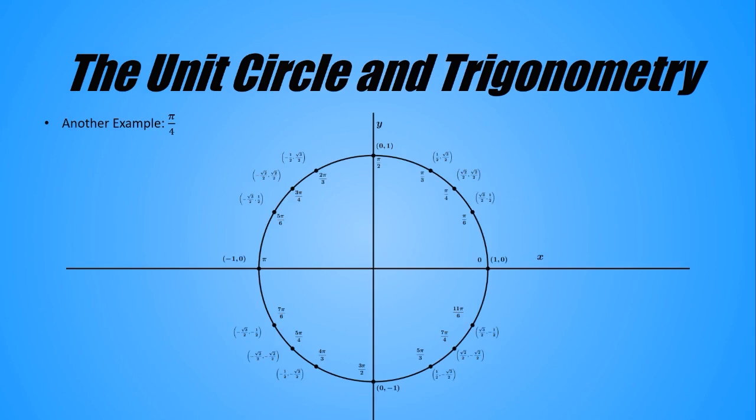So let's get the sine, cosine, and tangent of pi over 4 using only the unit circle. So pi over 4 is right here. Here are the coordinates of the corresponding point on the unit circle. The first coordinate is the cosine, and the second coordinate is the sine. So the sine of pi over 4 is the square root of 2 over 2. The cosine of pi over 4 is also the square root of 2 over 2. And the tangent of pi over 4 is the sine divided by the cosine, and since they're the same number, we get 1.